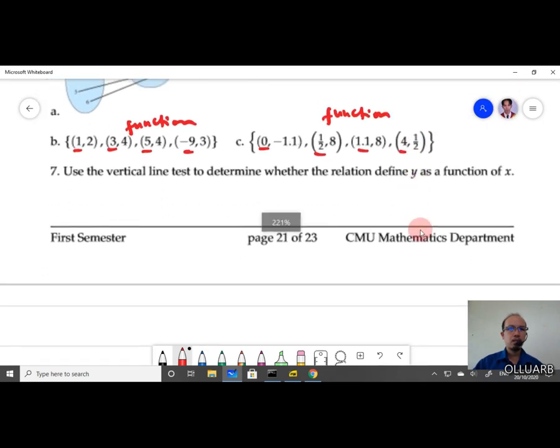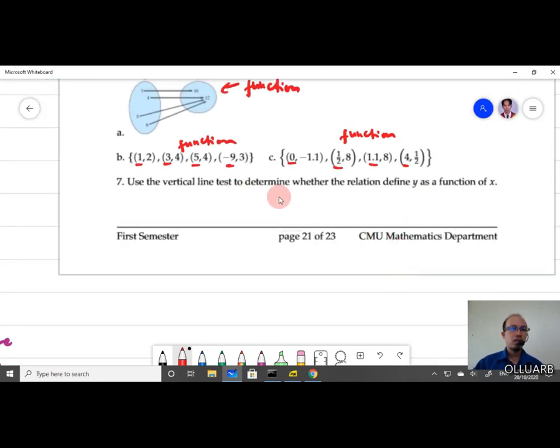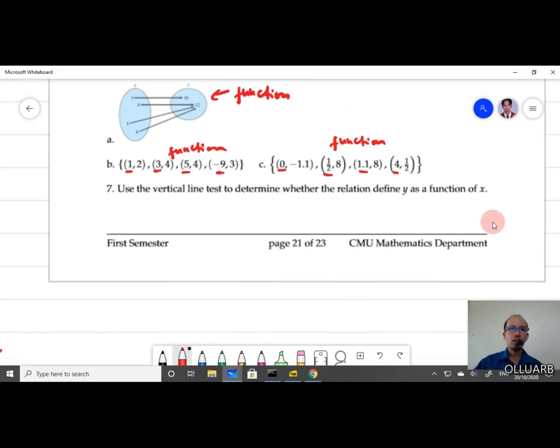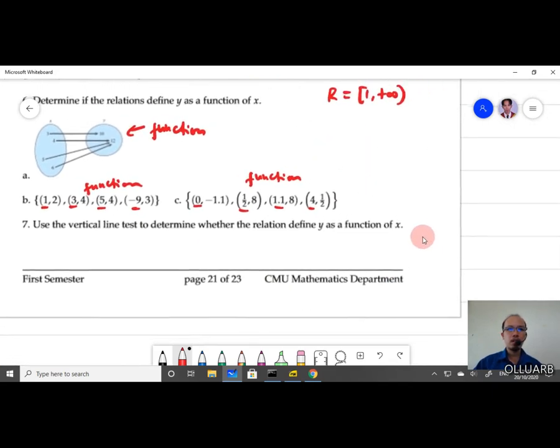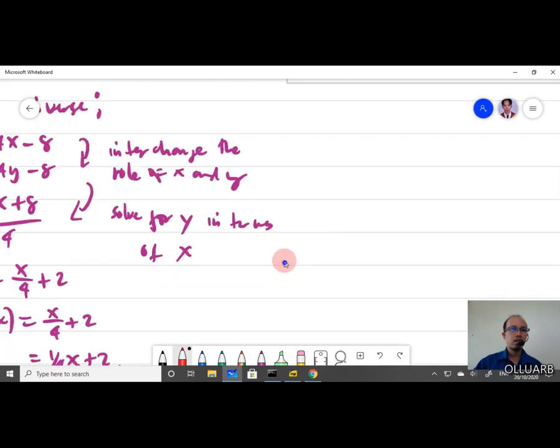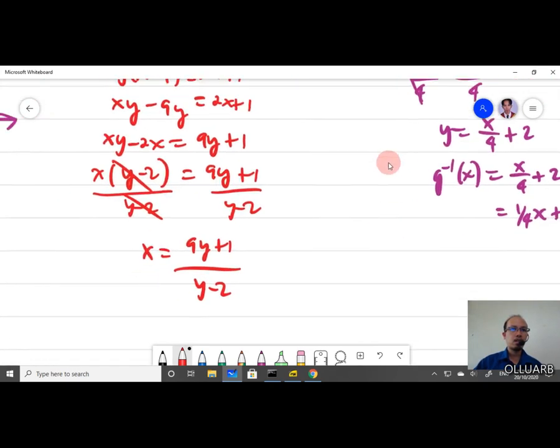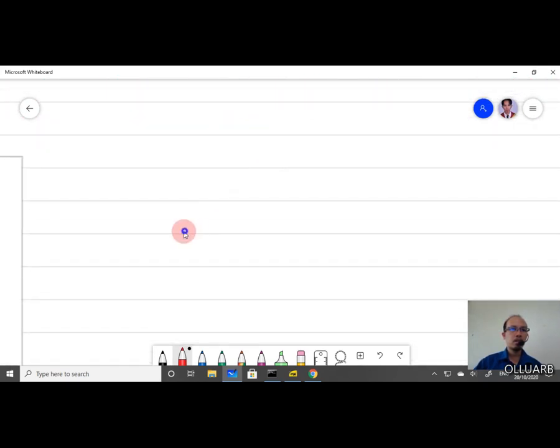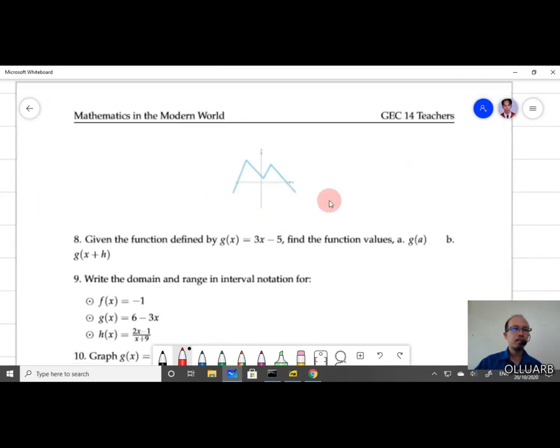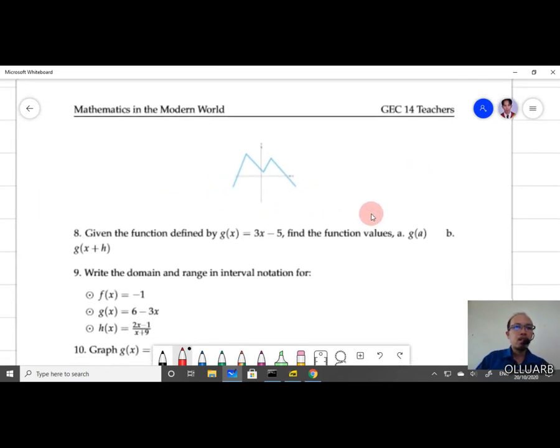So for number 7, use the vertical line test to determine whether the relation defines y as a function of x. So we will use the vertical line test. This one. If you draw a vertical line, as you can see here, it touches the graph only once. Okay, so meaning this is a function.